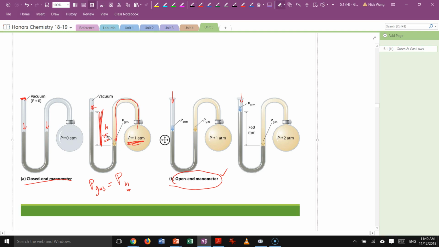Now, again, that's actually not accurate. This should be more like 760 millimeters since we are assuming that it's 1 atmosphere. But let's say again that this height right here is actually 760 millimeters from here to here. That means we have a pressure of 760 millimeters of mercury inside of this gas chamber, which is again equivalent to 1 atmosphere.